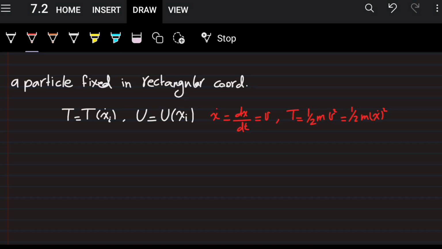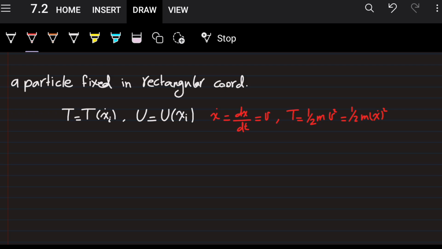Let's consider a particle that's fixed in rectangular coordinates. Its kinetic energy is going to be a function of only x sub i dot. And if the particle moves in a conservative force field, the potential energy will be a function of only x sub i. x sub i dot here is the first time derivative of the position, which is velocity.